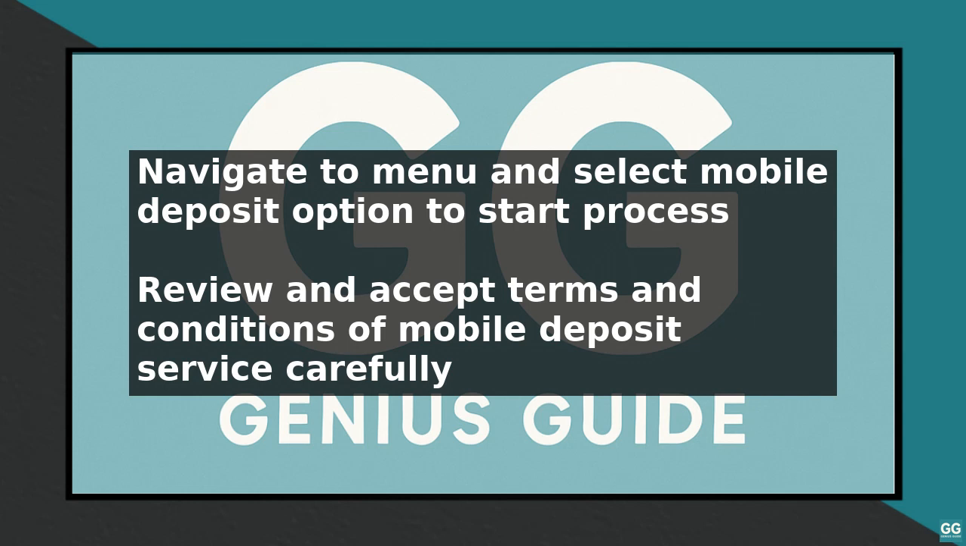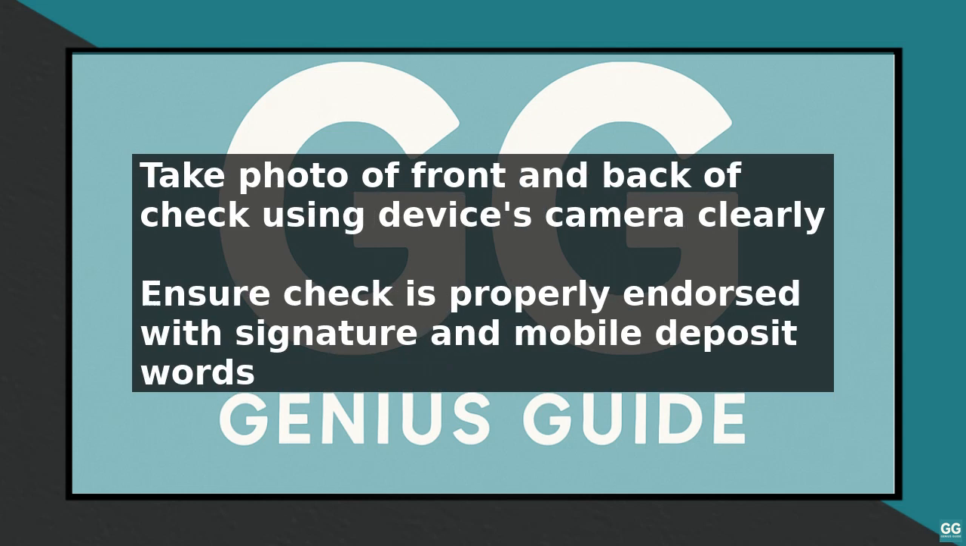Take a photo of the front and back of the check using your device's camera. Ensure the check is properly endorsed with your signature and the words "for mobile deposit only." The app will guide you through the process of taking the photos, and you can retake them if they are not clear. Review the deposit details, including the account, amount, and check images.